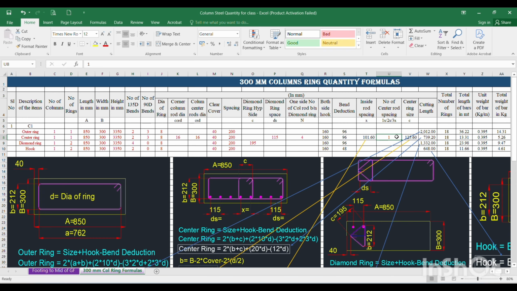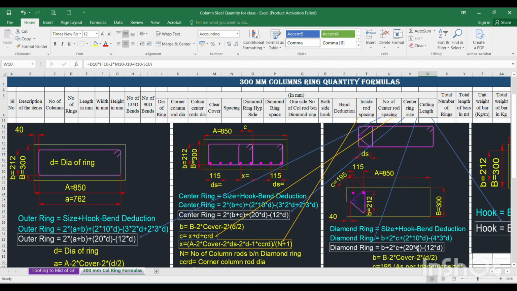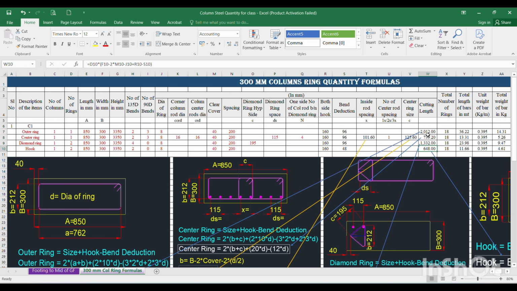Then after entering this, this center ring C will calculate automatically. After the C calculation, all the cutting lengths as per the cutting length formula that I explained over here for the respective rings, those formulas are fitted over here. As per this formula, the cutting length will calculate.